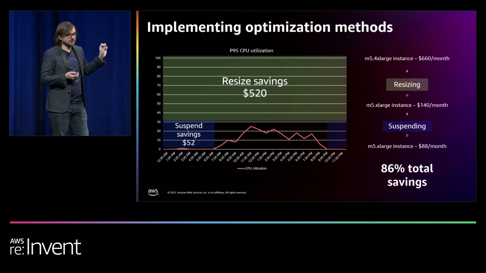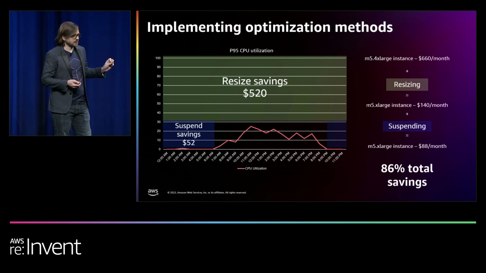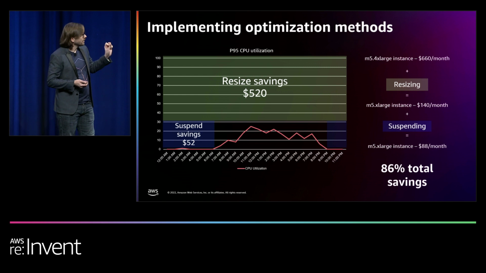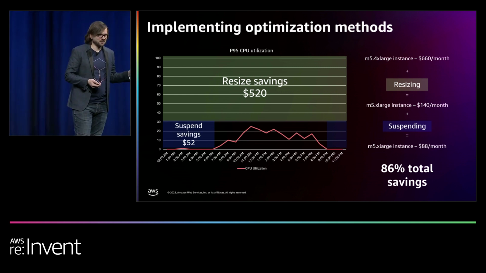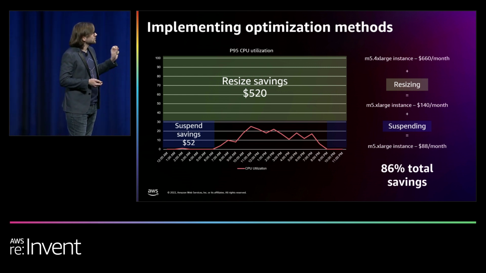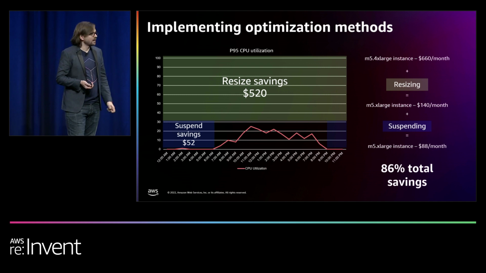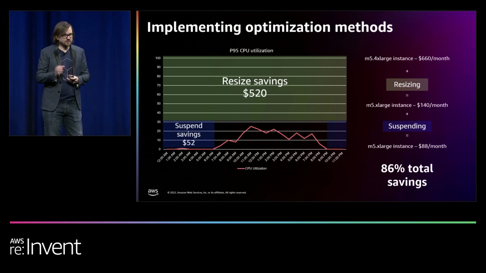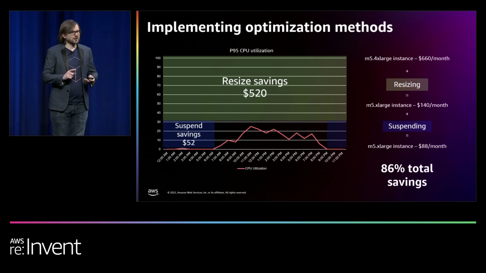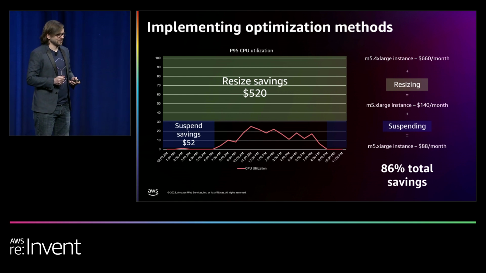So we apply these 2 different methods of cloud optimization to this workload, and now we're having a total spend of $88 a month for a workload that originally had cost us $660 a month. 86% total savings on this individual workload. Now imagine that sort of applying broadly, uniformly across your environment. But the next question you're going to ask is, what if it's a production workload, right?